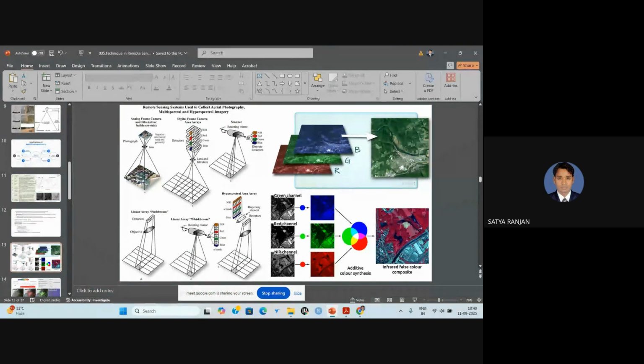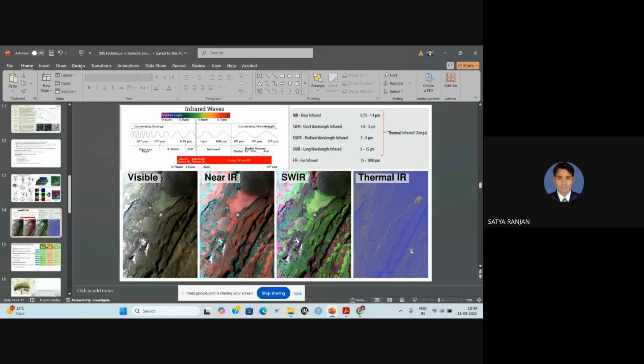So this is blue, green, red. This is a true color satellite image. Then there is the false color satellite image, where the green channel is given to blue, the red channel is given to green, and near infrared is given to red. Then the color is synthesized, and this is the result of the false color composite. In this false color, the green vegetation is clearly visible in red color. So in false color, we mostly use it for vegetation identification and especially for mangrove identification. These are some single band features of visible, near infrared, short wave infrared, then thermal infrared.